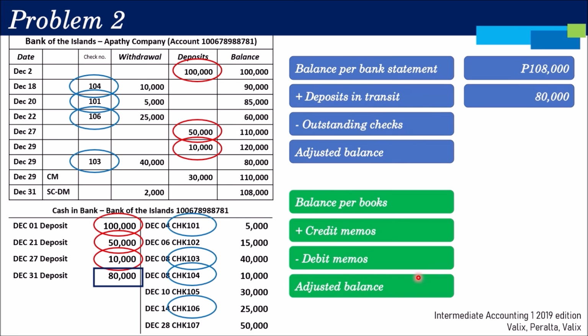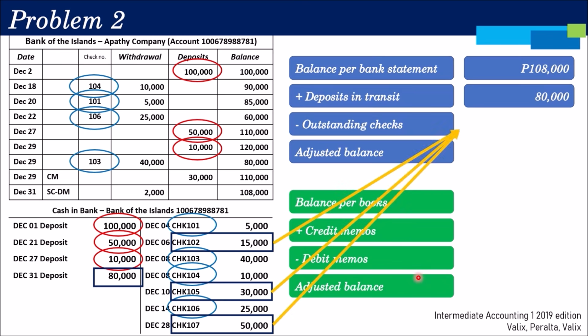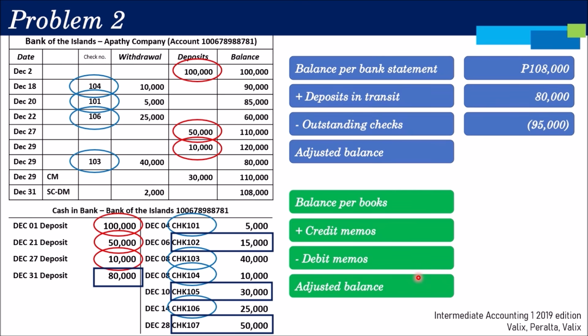Anong mangyayari dito sa check 102, 105, and 107? Yan po yung tinatawag nating outstanding check. Hindi pa na-present for payment. Total is 95,000. So, the balance per bank statement is 108,000. Your deposit in transit is 80,000. Less your outstanding check of 95,000. Your adjusted balance per bank statement is 93,000.